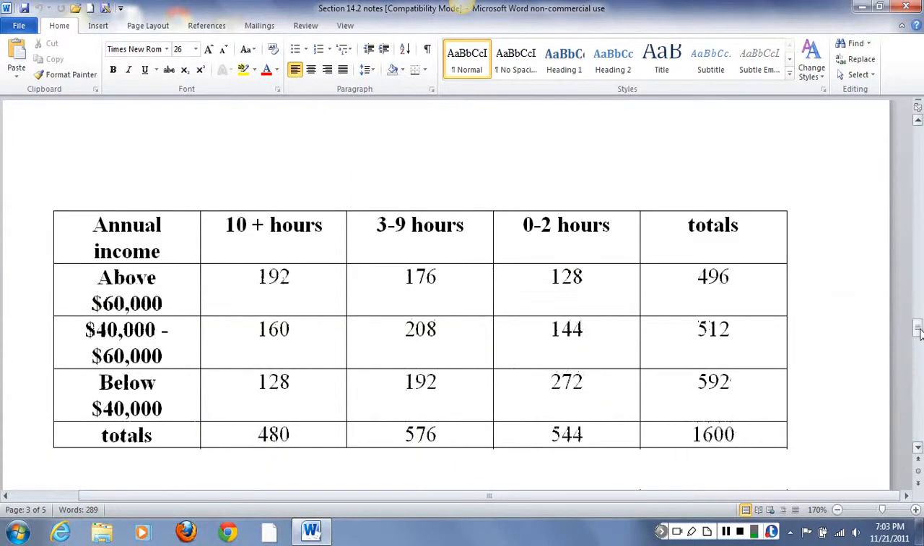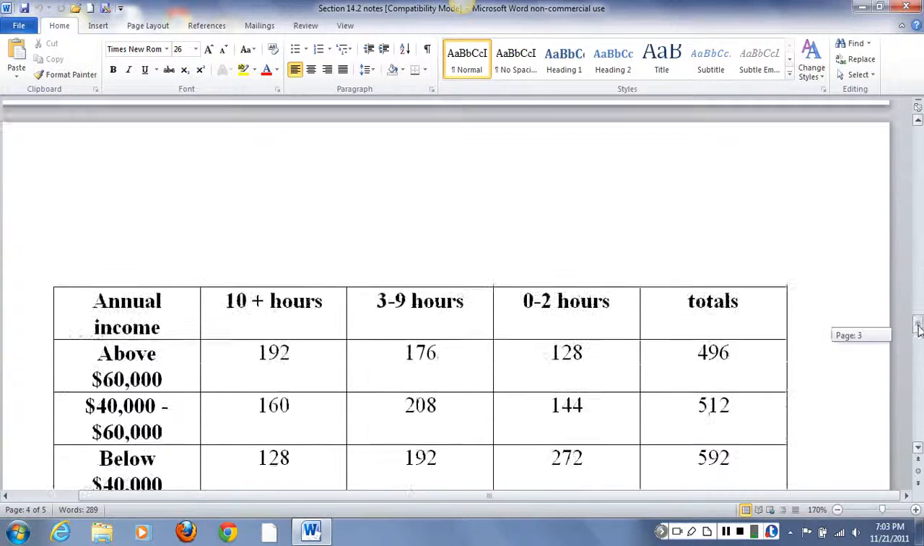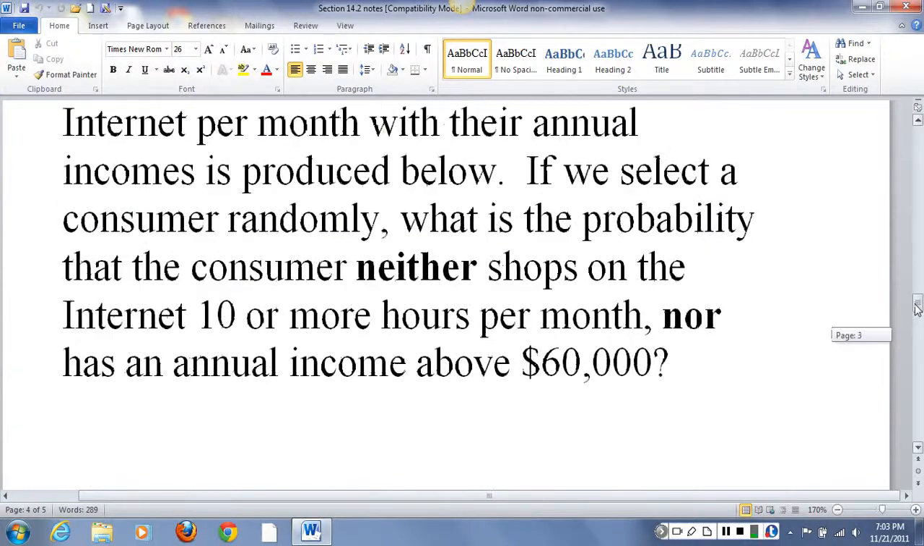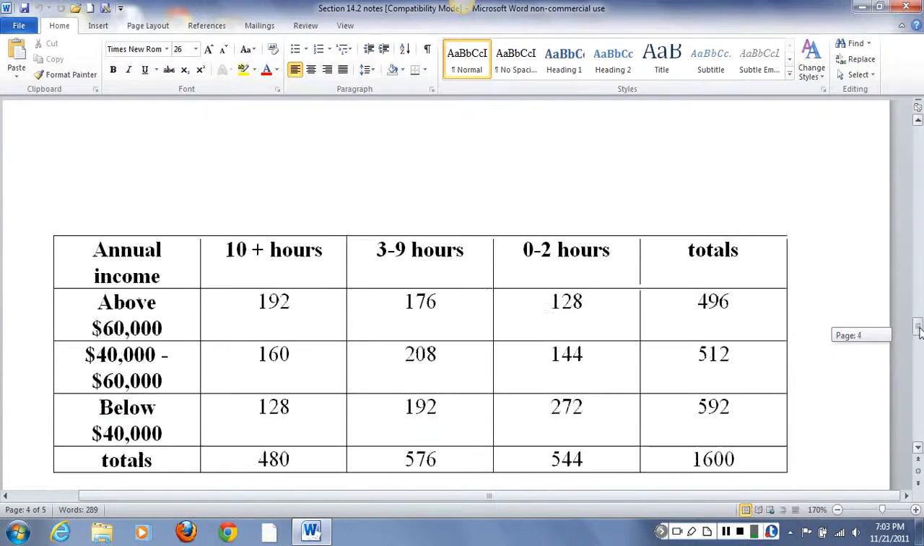So I reproduced the chart, and here it is. So we're trying to find, again, what's the probability that the consumer neither shops on the internet 10 or more hours, nor has an annual income above $60,000. So there's two parameters we're considering.